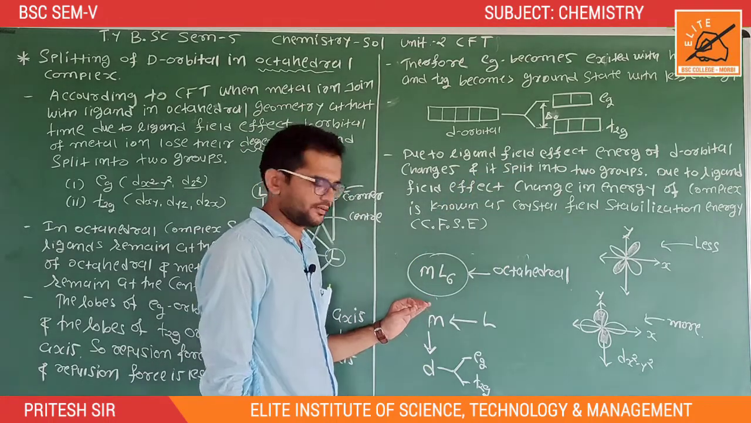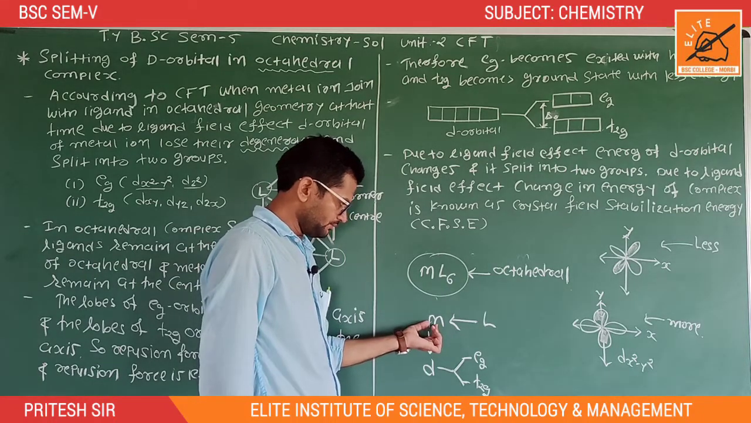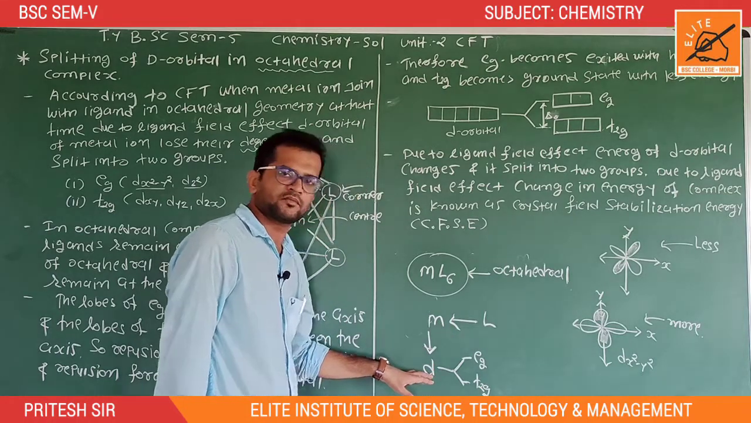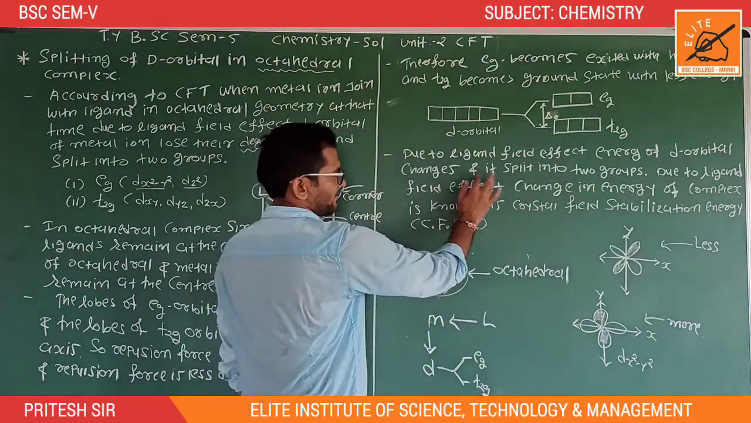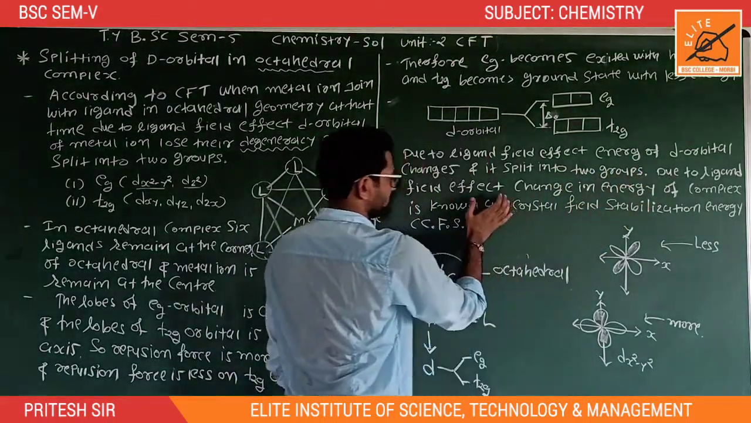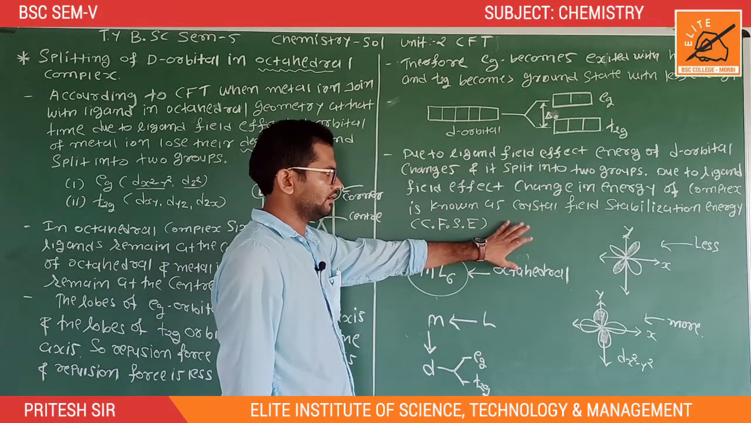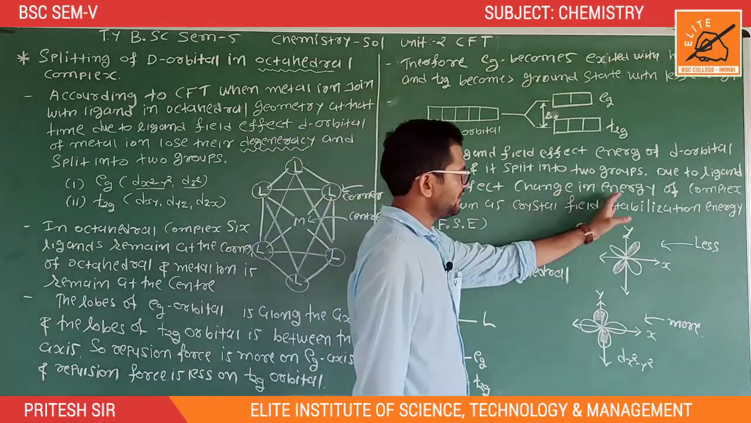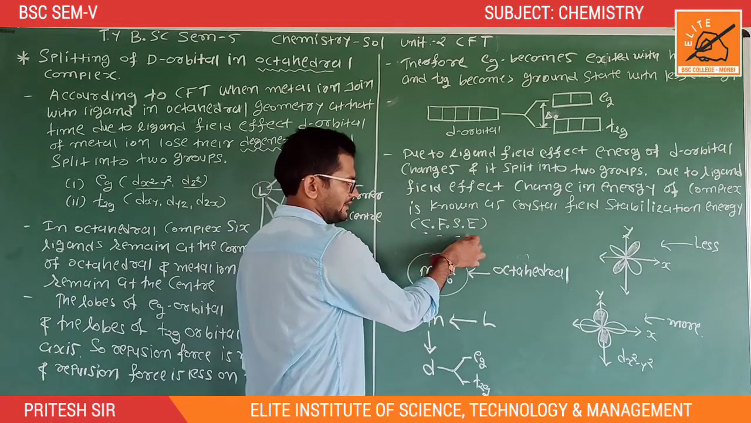Due to the ligand field effect, it means when the ligand comes closer to the metal ion, an electrostatic field is produced around the metal ion, and at that time the energy of the d orbitals increases. So the energy of the d orbitals changes and they split into two groups. The change in energy of the complex is known as crystal field stabilization energy. Due to the ligand field effect, this change in energy of the complex is known as CFSE. CFSE means crystal field stabilization energy.